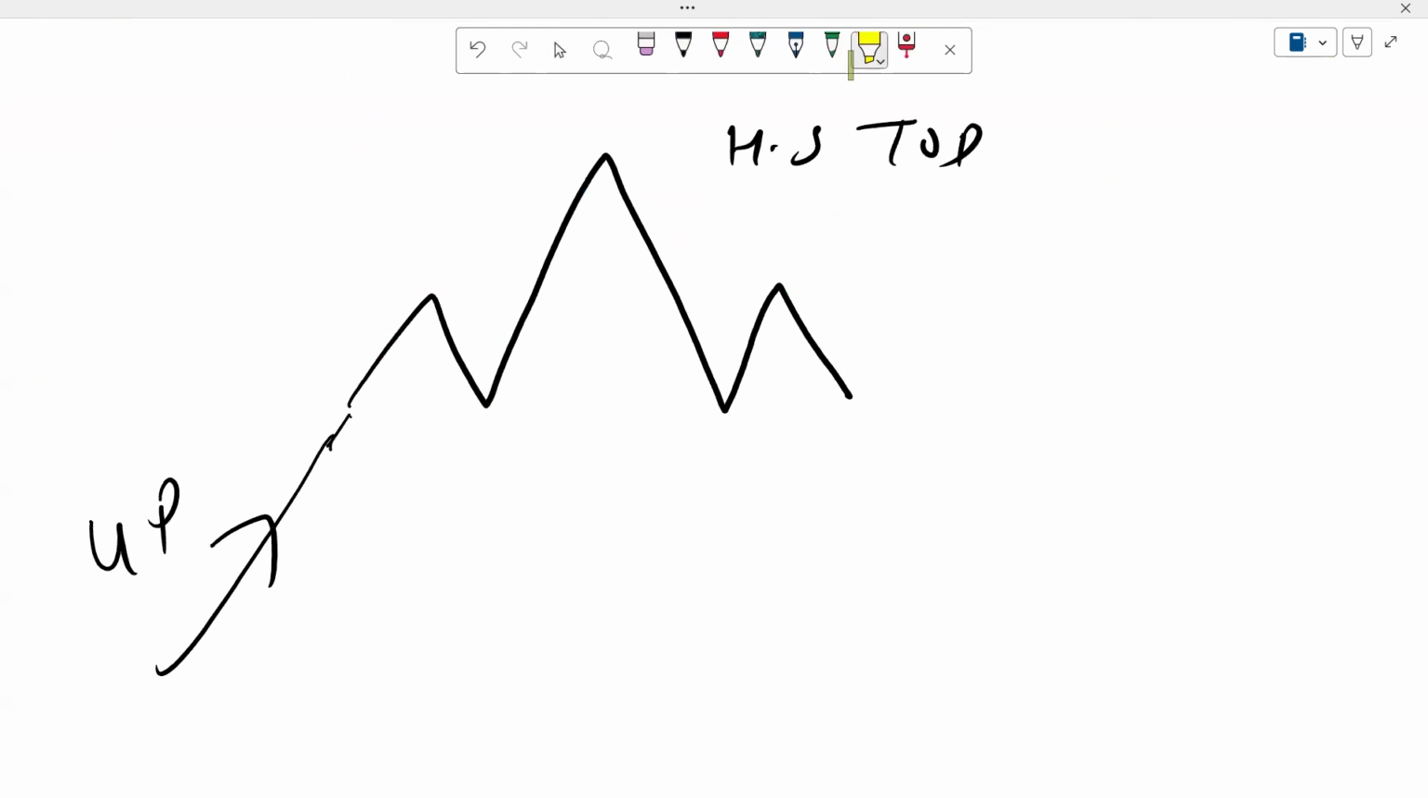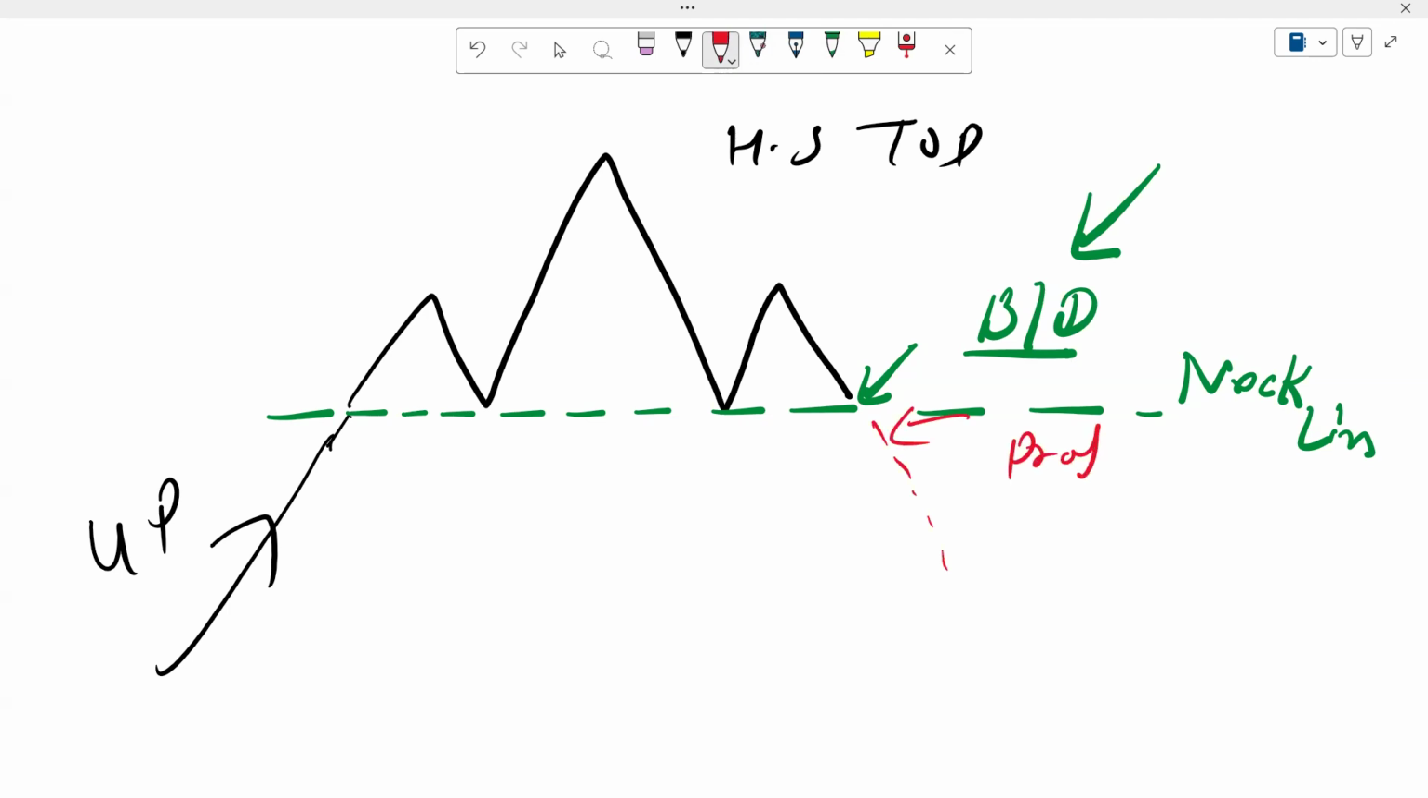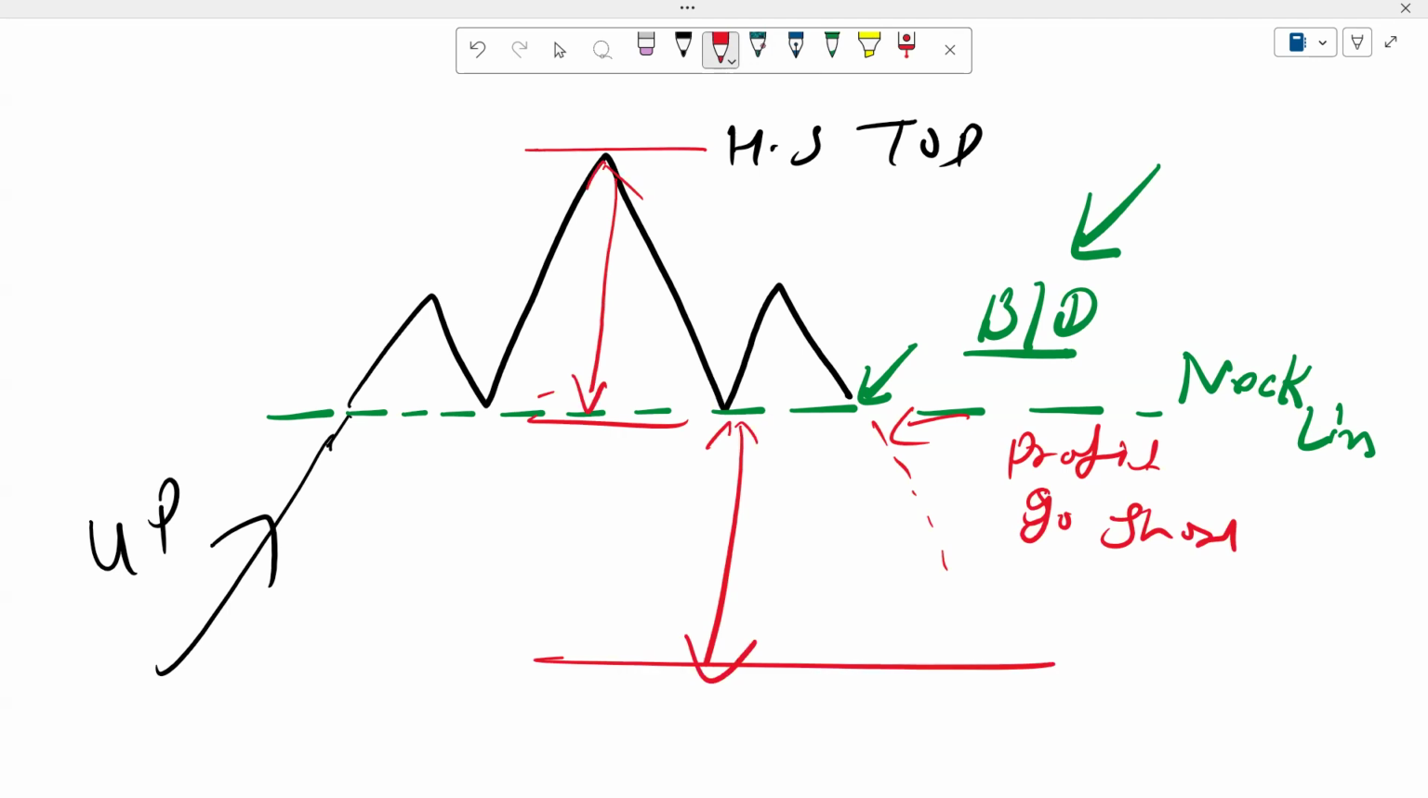Let's understand the formation. And this is your neckline. So you draw the neckline, and at this point you have to find the breakdown candle. Do you know how to see the breakdown candle, or do I need to tell? And here at this point you see the breakdown candle. So at this point, at least book your profit, or if you are a trader, go short. If you observe the head and shoulder pattern formation, this length will be your target exactly in the opposite direction. Okay, is it clear? Head and shoulder formation.